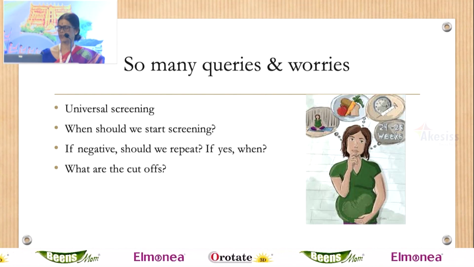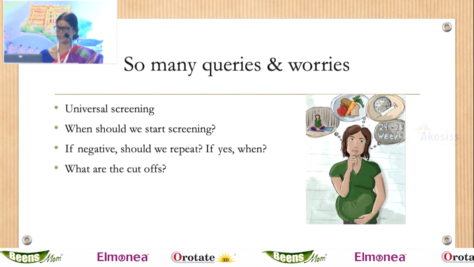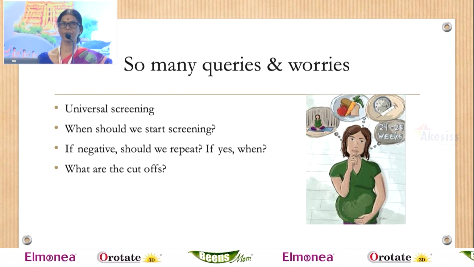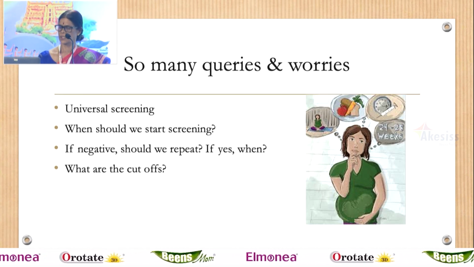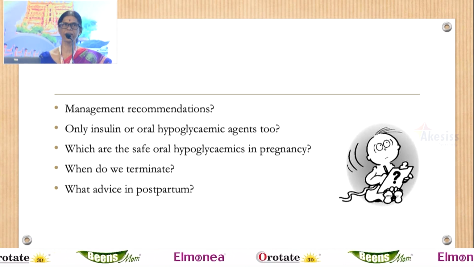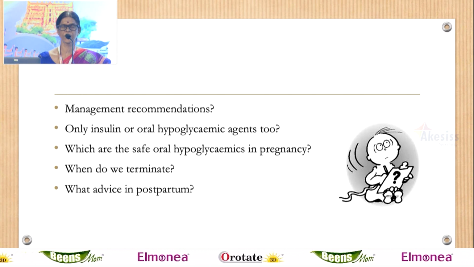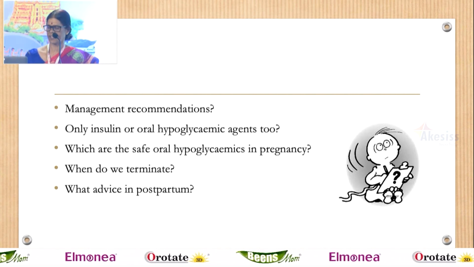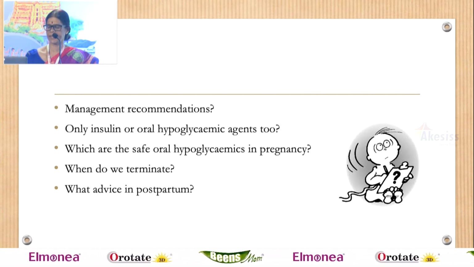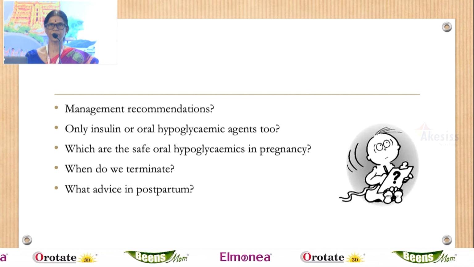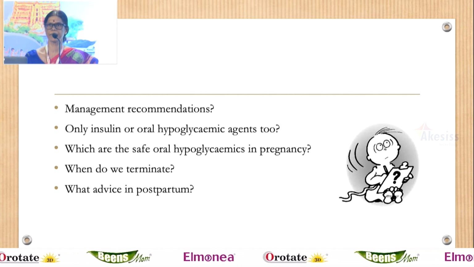All of us are agreed on universal screening, but when should we start screening? If negative, should we repeat? If yes, when should we repeat? What are the cutoffs? What are the management recommendations? Whether only insulin, as it was told earlier, or we can use OHAs also. Which are the safe ones we can use in pregnancy? When do we terminate, and what advice should we give the lady in the postpartum period?